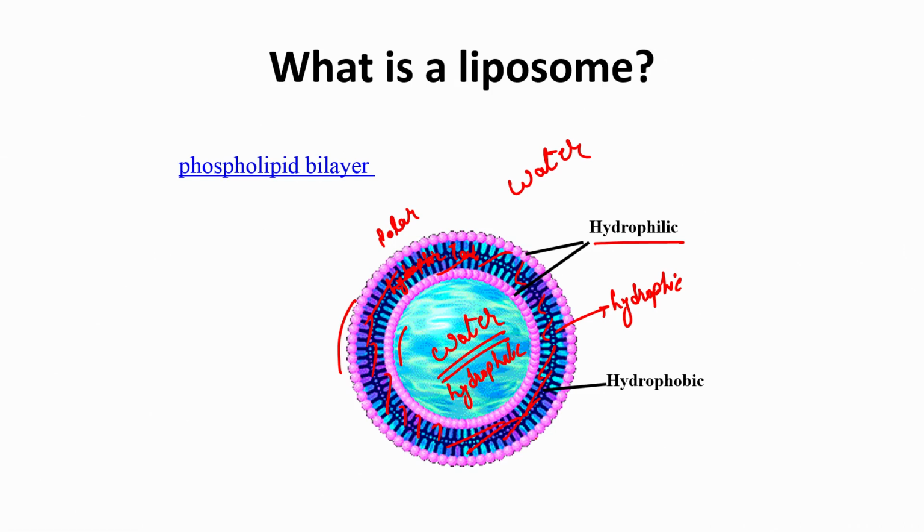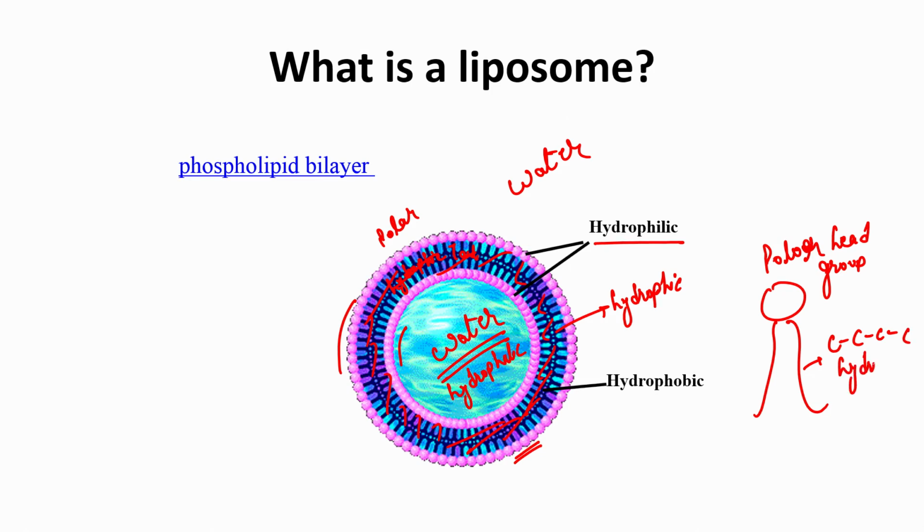And all these lipids that you are seeing here, so essentially if I zoom into individual lipids, what you have is a polar head group, and then you have a sort of carbon based hydrophobic tail, and then this tail length can vary. This could be C18, this could be something else, it just depends on what lipid you are interested in.